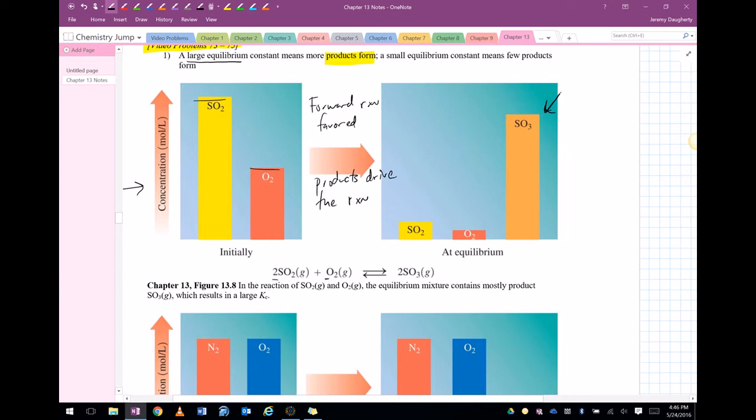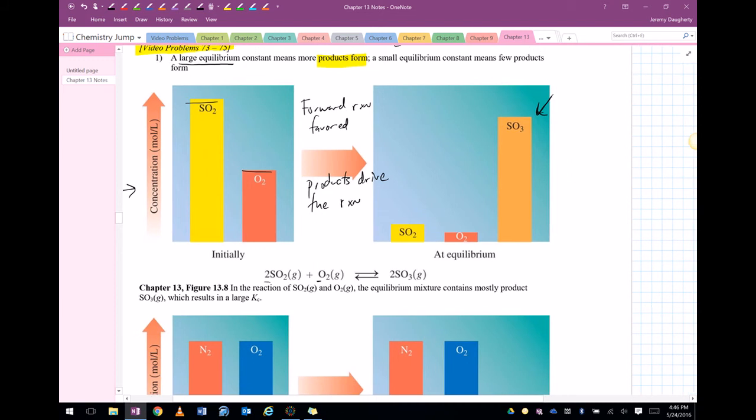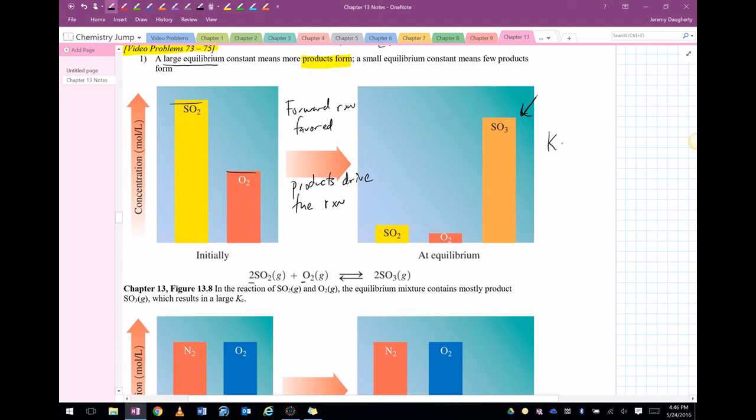All right. Now, why is it that we have a large K in this case? Well, because it's products over reactants, so we have a relatively large number over a relatively small number. So that's why K ends up being relatively large. By relatively large, we mean larger than 1.